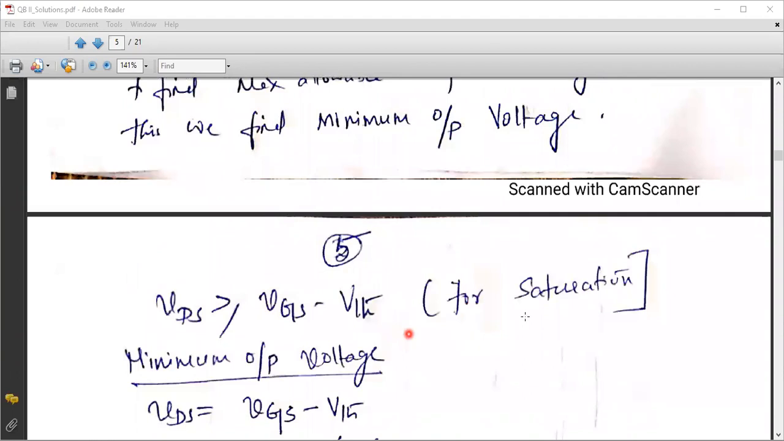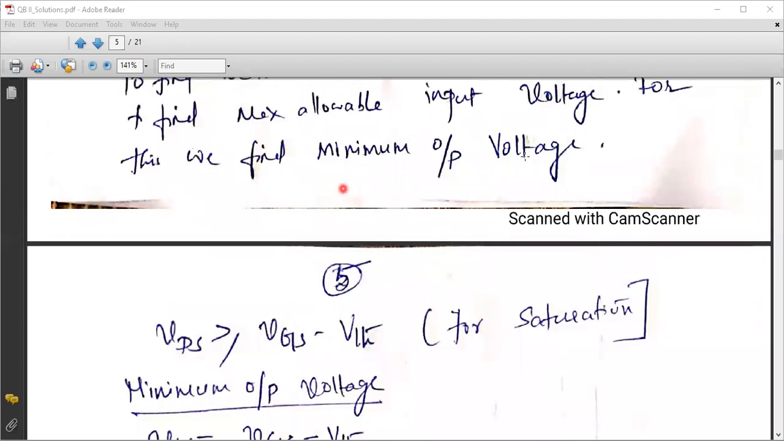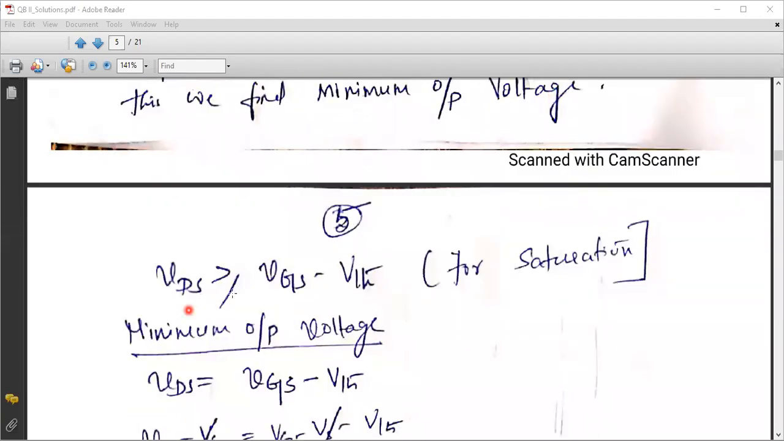So what is the condition to be ensured? For proper amplification, the condition to be ensured is the Q point should be in the saturation region if you are considering a MOSFET amplifier. And the condition for the saturation region is nothing but VDS greater than or equal to VGS minus VT. So to find the minimum output voltage, what is the minimum condition? Greater than or equal to is a desirable condition, isn't it? So from this, we can actually write the minimum condition.